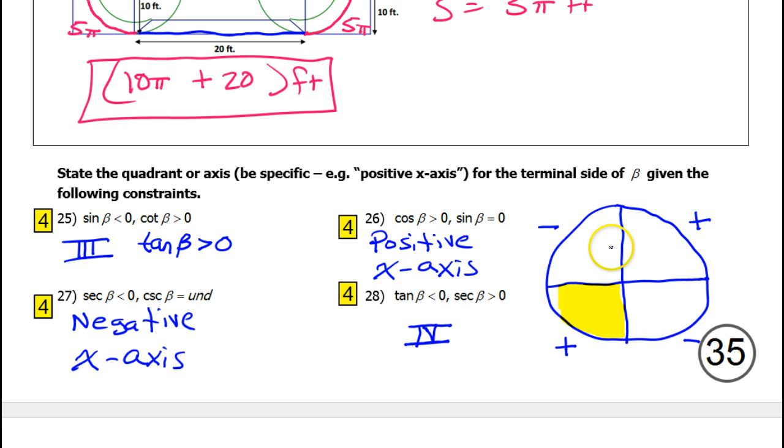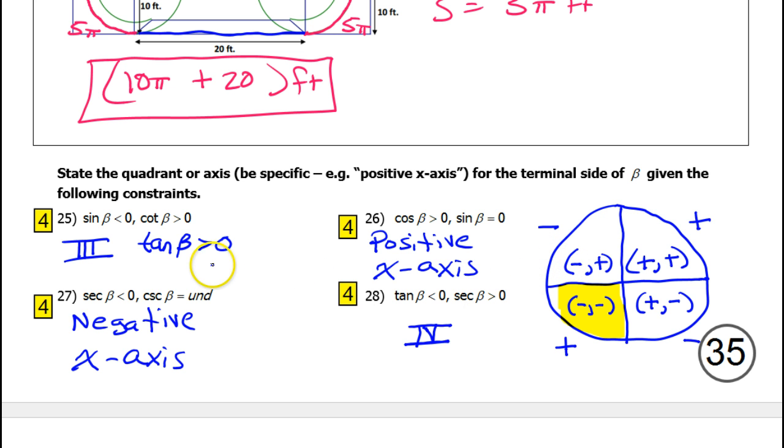And just really quickly, one more time, the reason why I know that tangent is positive in the first and third quadrants while it is negative in the second and fourth quadrants is because of the x's and y's. In the first quadrant, the x's are positive and the y's are positive. In the second quadrant, the x's are negative and the y's are positive. In the third quadrant, the x's and y's are both negative, and in the fourth quadrant, the x's are positive and the y values are negative.